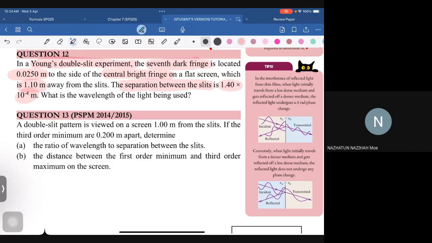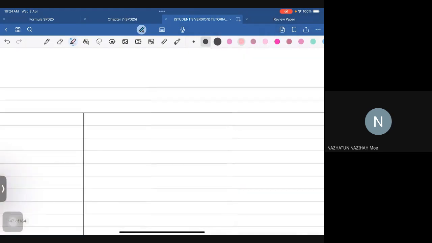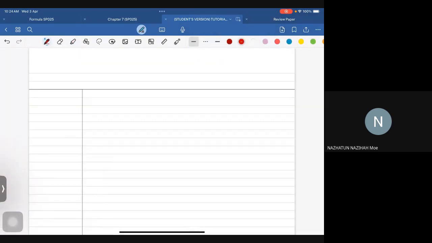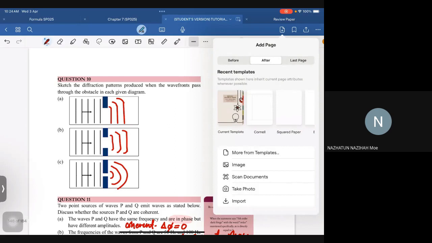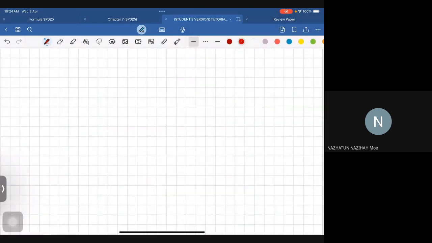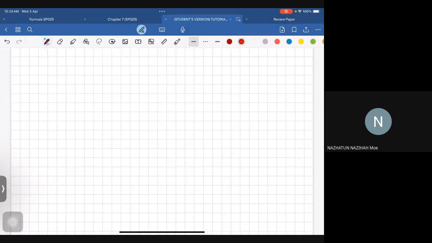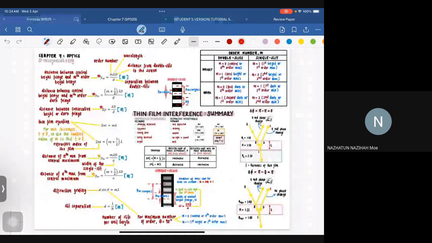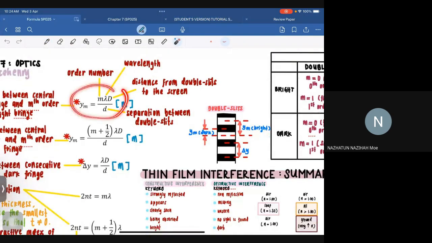So lambda lah, kita perlu cari lambda di sini. Okay, so first, this is Young's double slit. So Young's double slit experiment, kita punya formula ada 2, which is either this one or this one. Okay, so always remember dalam formula kamu tu dia bagi bright dulu.